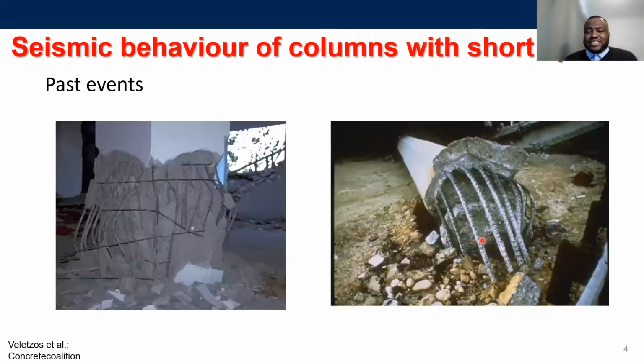So in terms of what past events have taught us, we can see that in bridges, you can have some form of very strong pull-out failure happening, which leads to the collapse of bridges. And in buildings, there is evidence of significant deterioration of the plastic hinge region of components with short splices.